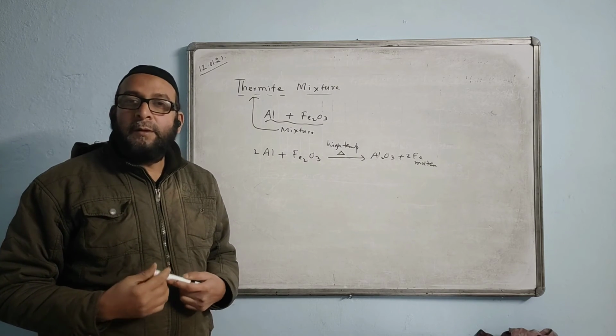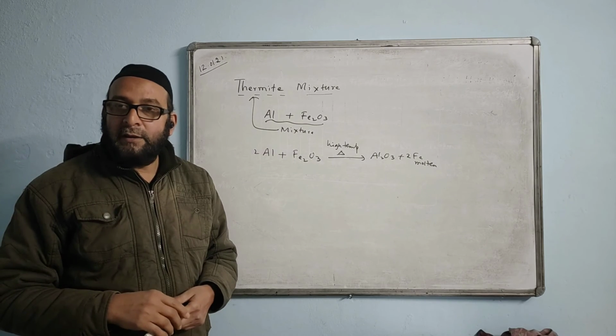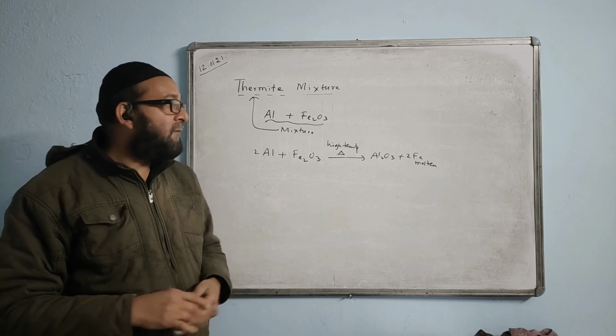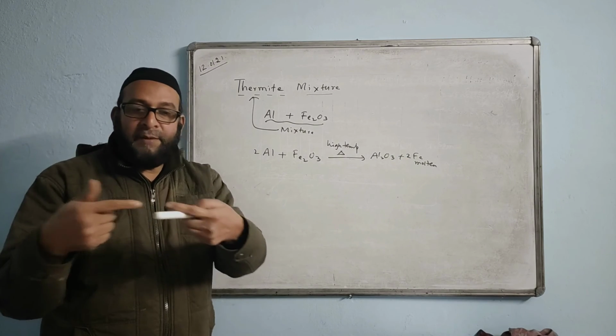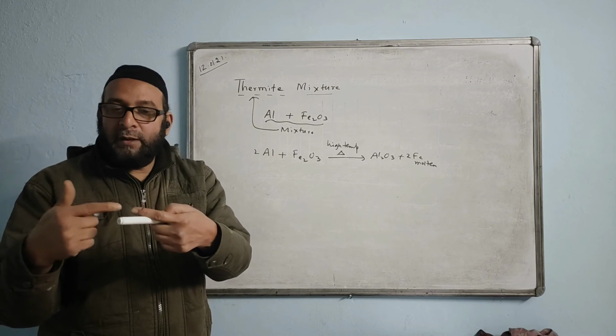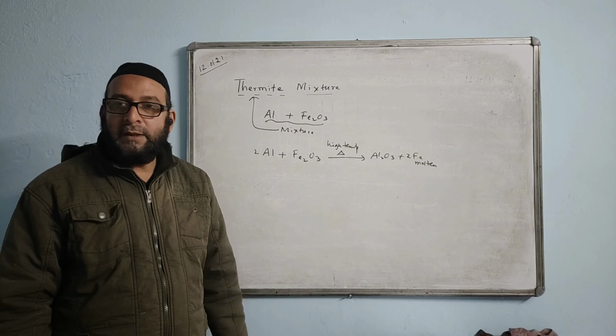So what is the use of thermite mixture? It is used in welding iron articles. And why is it used in welding? Because this molten iron formed here will fill up the gap between the two articles, and once you cool it, it solidifies and the two iron articles are joined. That is the idea.